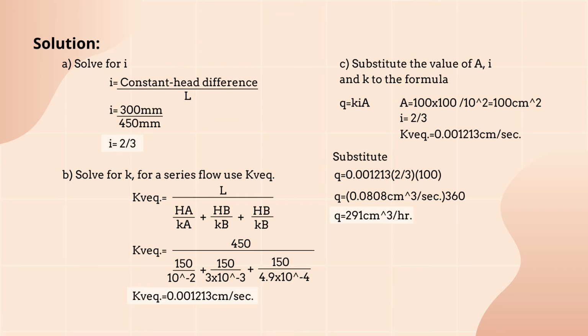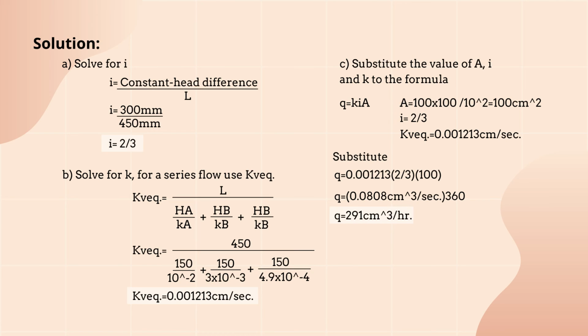So solving that, we will get the K equivalent, which is equal to 0.001213 centimeter per second. So since we now have the values for I and K, we will solve for the value for A.